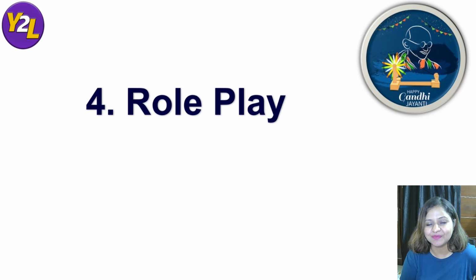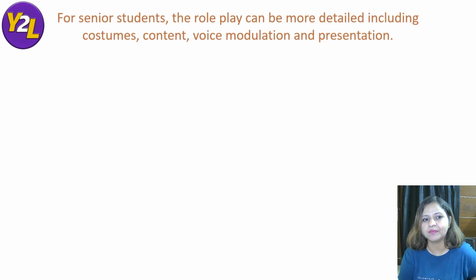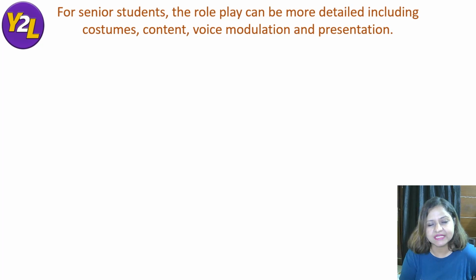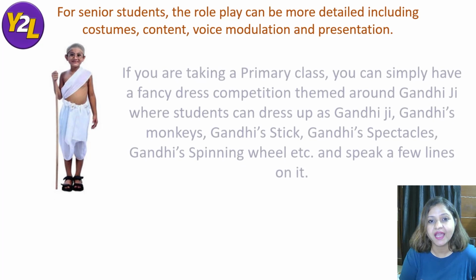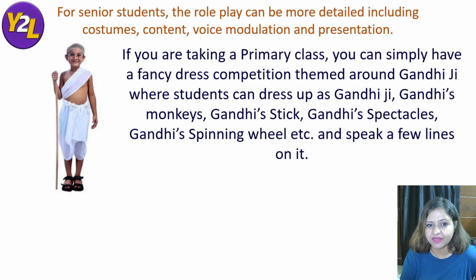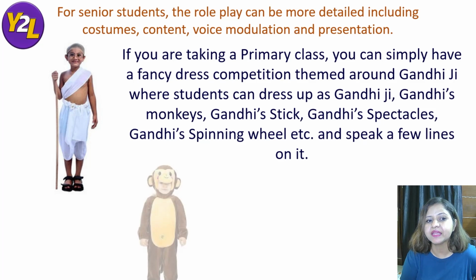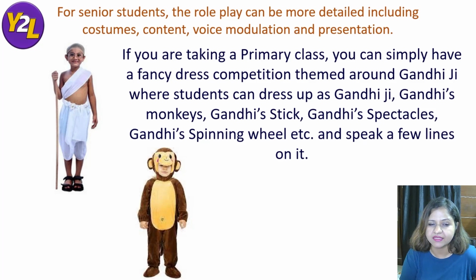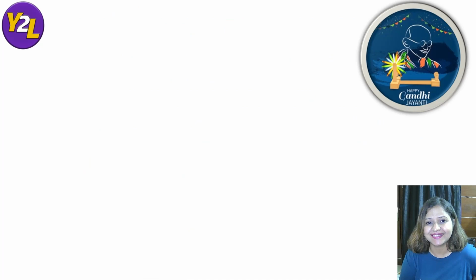My fourth activity is role play, and I could have named it character portrayal, but it's a bit different. Why role play? For senior students, role play can be more detailed, including costumes, content, voice modulation, presentation and use of props. But for juniors, you can conduct it in a simple way. Like if you're taking a primary class, you can simply have a fancy dress competition themed around Gandhiji, where students can dress up as Gandhiji or Gandhi's monkeys or Gandhi's stick or Gandhi's spectacles or Gandhi's spinning wheel, etc., and speak a few lines about it. This is how it can be done at different levels.